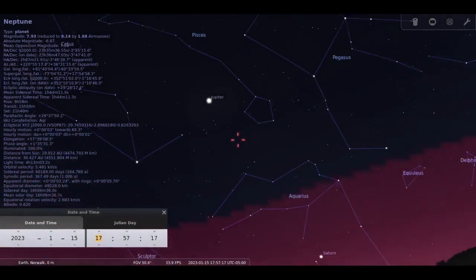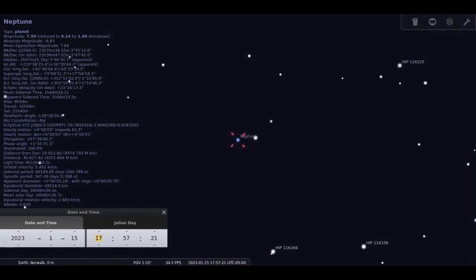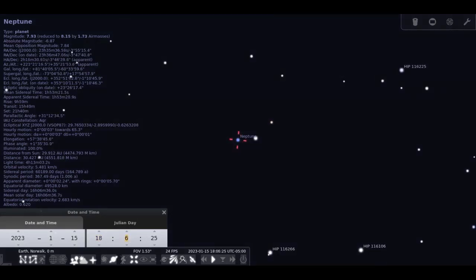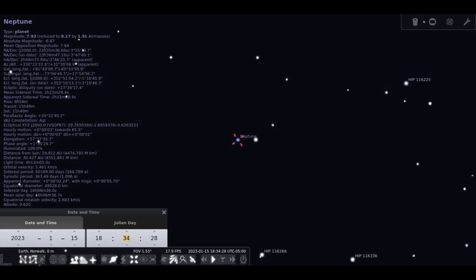Neptune is located in eastern Aquarius. At magnitude 7.8, you will need a small telescope or good binoculars to spot its blue color. At the beginning of the month, it will be 30 degrees above the horizon at sunset and slowly decline over the course of the month.